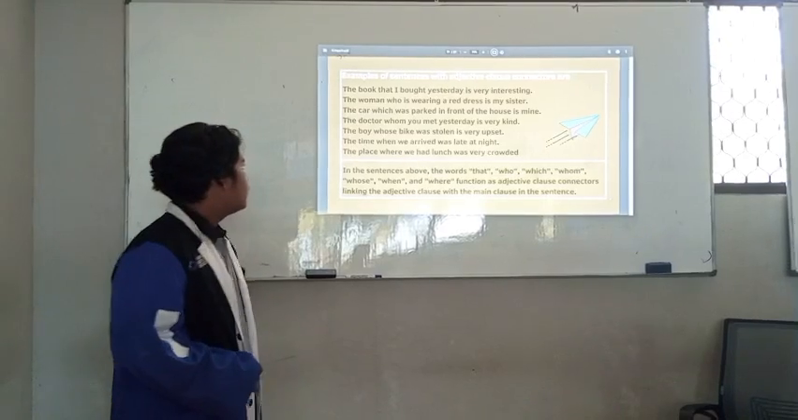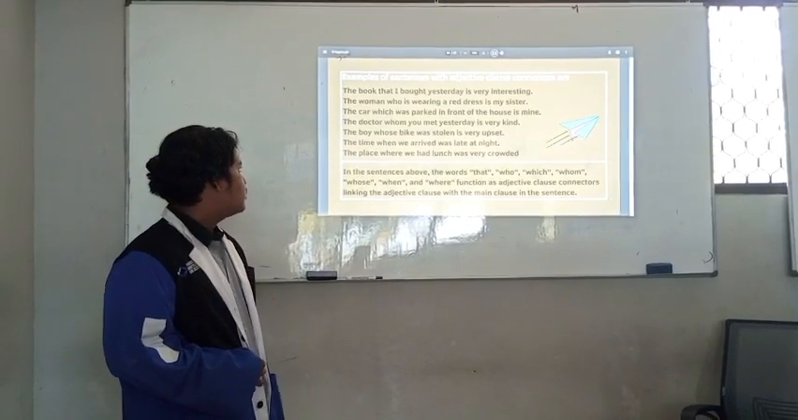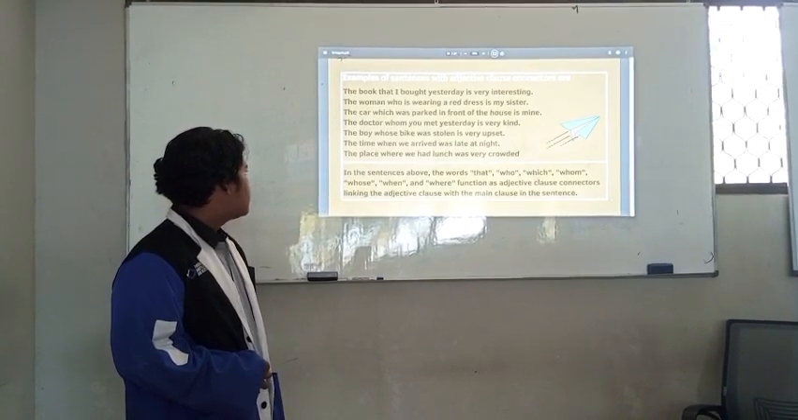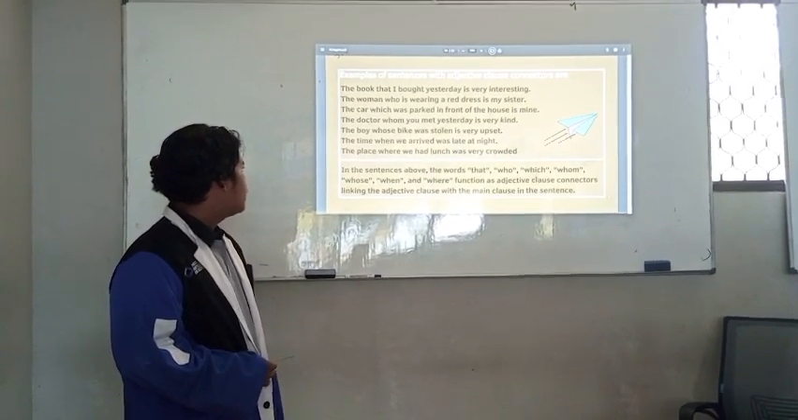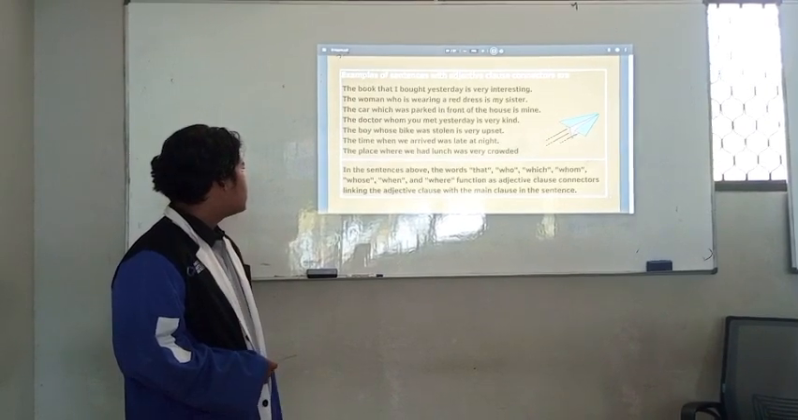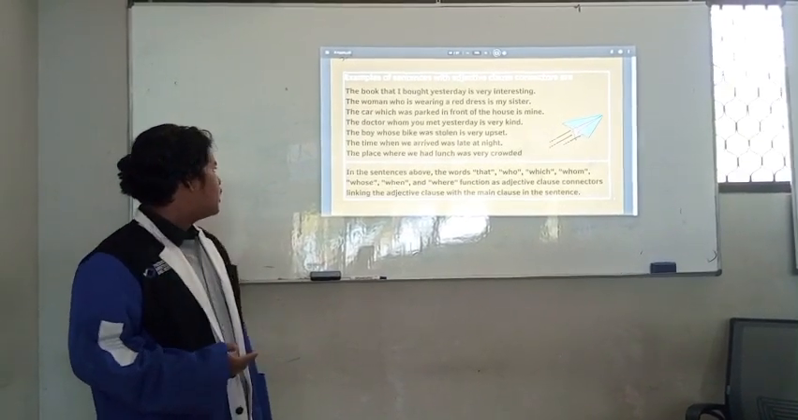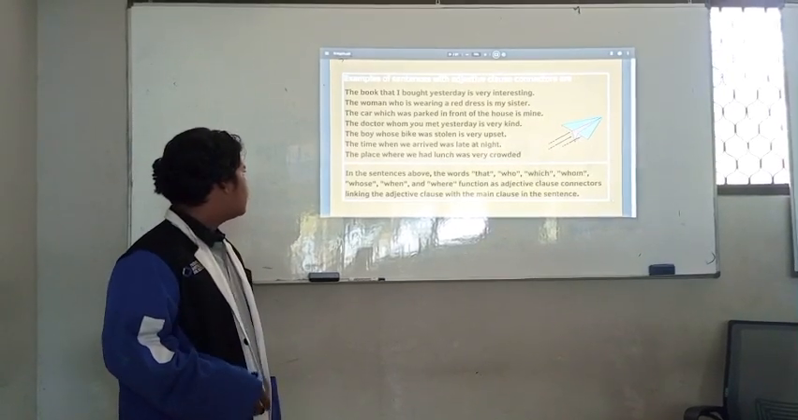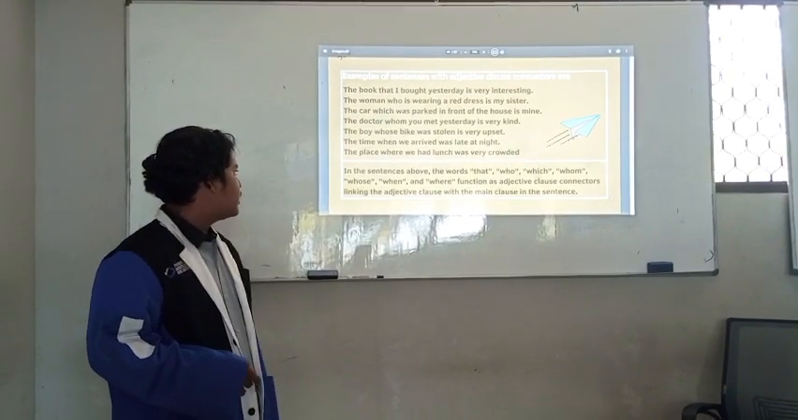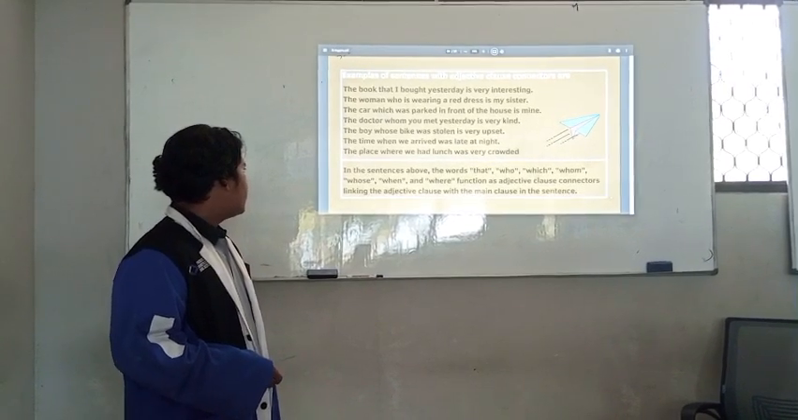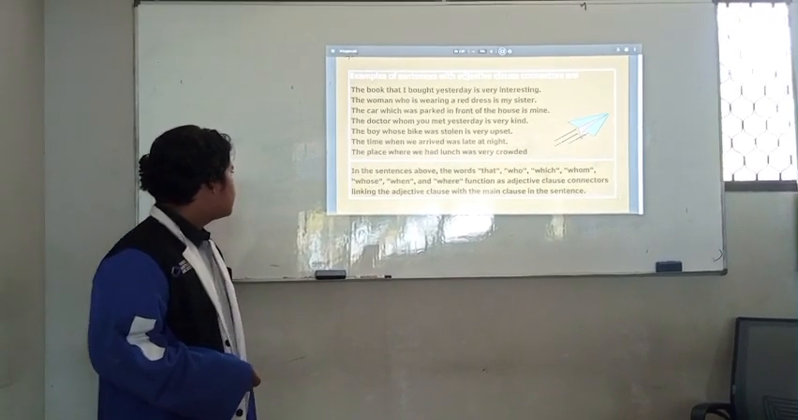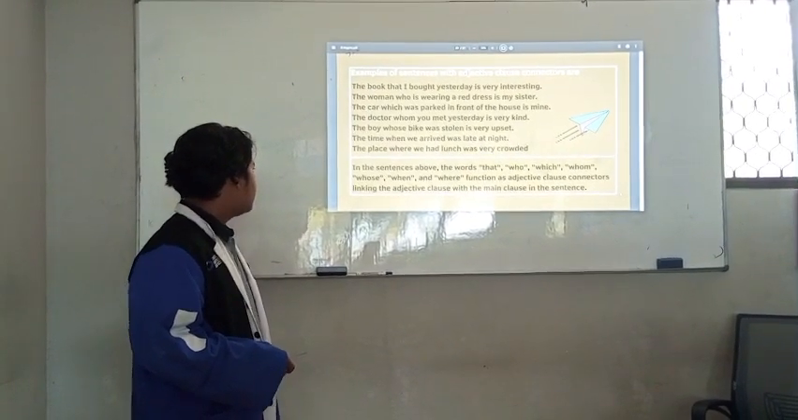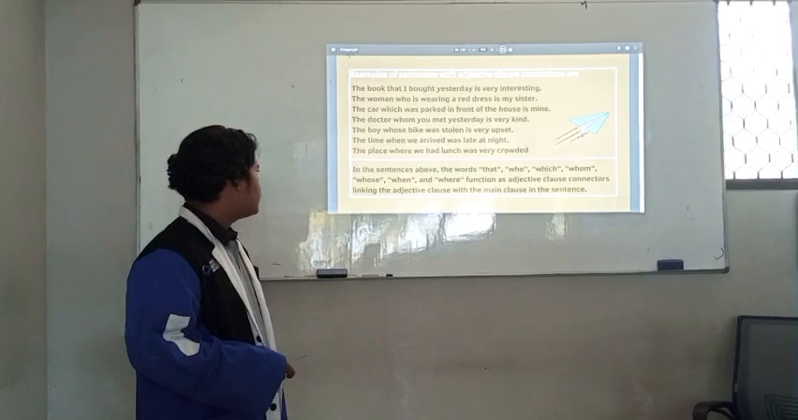Examples of sentences with adjective clause connectors. First, the book that I bought yesterday is very interesting. Two, the woman who is wearing a red dress is my sister. Three, the car which was parked in front of the house is mine. Four, the doctor whom you met yesterday is very kind. Five, the boy whose bike was stolen is very upset. Six, the time when we arrived was late at night. Seven, the place where we had lunch was very crowded.